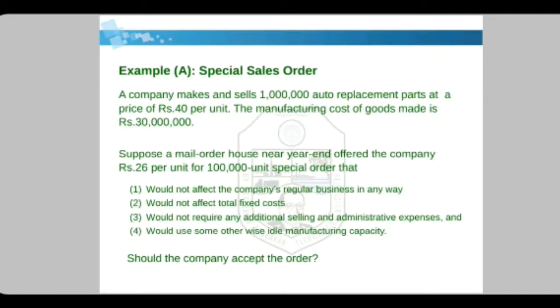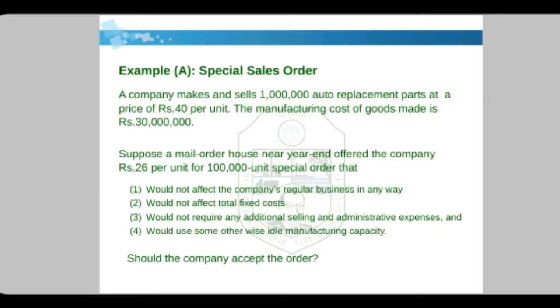Third, it would not require any additional selling and administrative expenses. There are no selling and administrative expenses for these 1 lakh parts. Fourth, it would use some otherwise idle manufacturing capacity. So there is some idle manufacturing capacity that is used for making this order. So should the company accept the order or not? This is the decision that the company has to make.